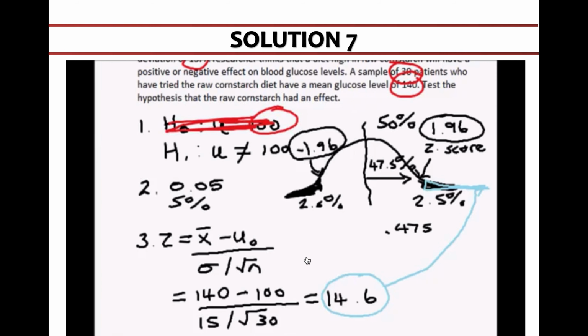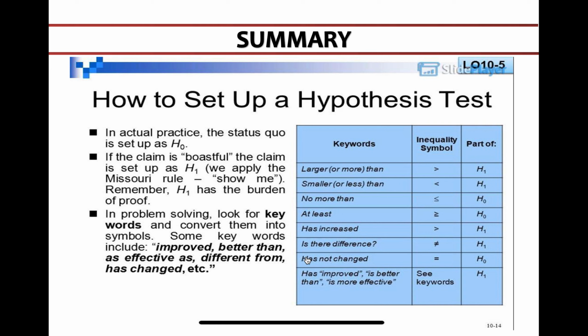Okay, now you see the difference between a one-tail and two-tail test, and what are the conditions that we can use it. Okay, so how to set up a hypothesis test? In actual practice, the status quo is set up as H null, and if the claim is boastful, the claim is set up as H1. We apply the Missouri rule, which is show me. Remember, H1 has the burden of proof, meaning to say that we have to prove the H1.